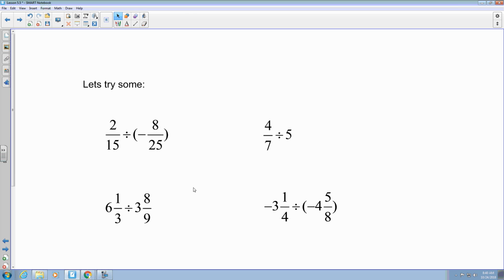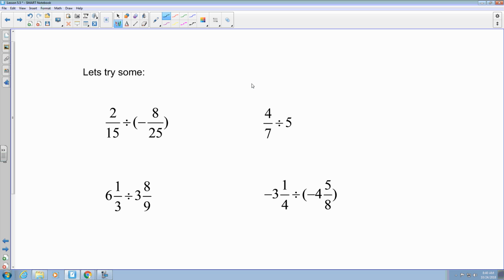So let's try some other examples. So we have 2/15 divided by -8/25. So first thing you got to do is make it into a multiplication problem. So you keep that first one, change it to multiplication, and then flip the fraction. Excuse me. And I also like to keep my negative in the numerator.